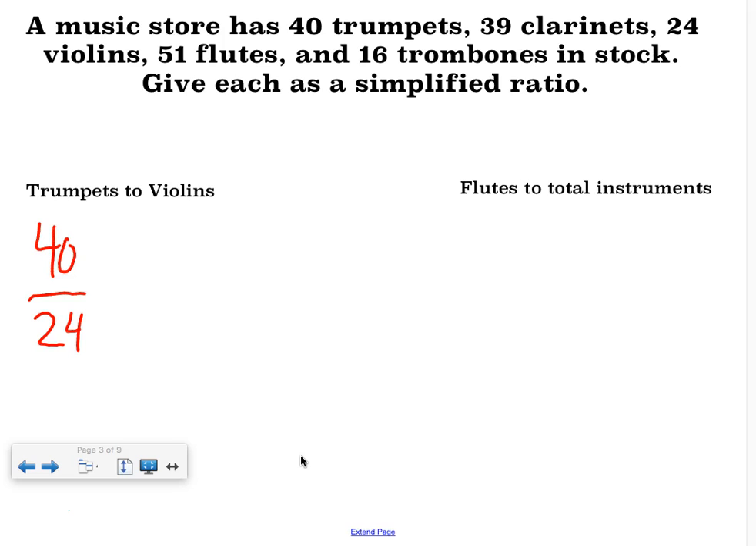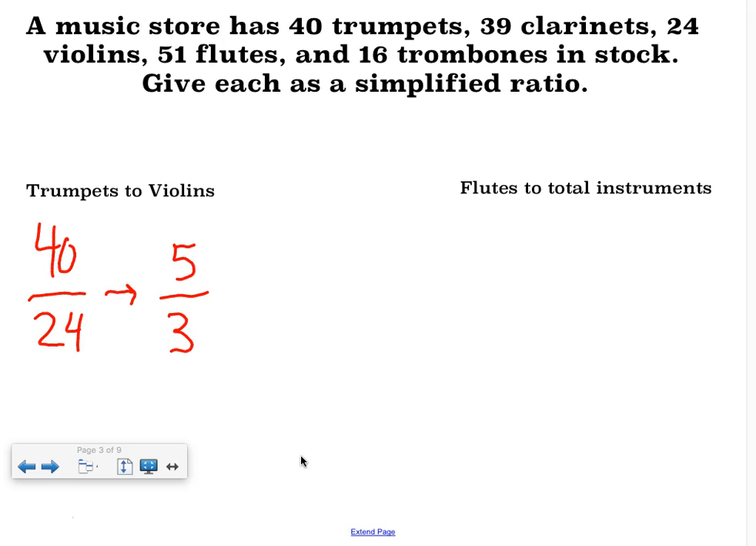So what goes into 40 and 24? 2. 8. 2 would work, but there's a bigger one. 8. 40 divided by 8 is? 5. And 24 divided by 8 is? 3. Perfect. And your order needs to match. So since they put trumpets first, we have to put trumpets first, just so you know on your homework. The order does matter.